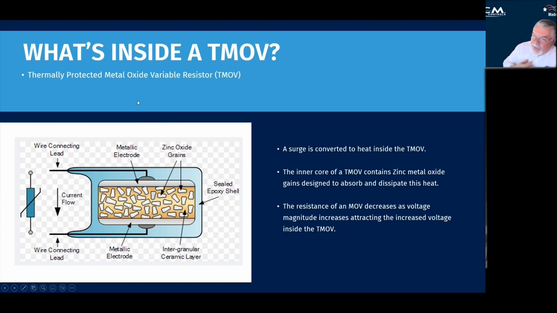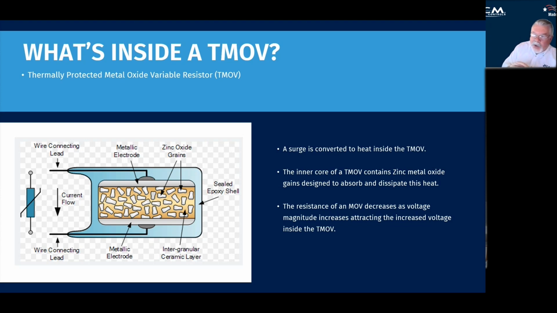We use in electronics manufacturing something much smaller. We use a TMOV, or a thermally protected metal oxide variable resistor. What's inside that are these zinc oxide grains, these little metal grains inside the device. So the way it's wired in, it's zero resistance. It's just on the line, voltage passing through it until there's a condition. So when that spike occurs, the resistance lowers in here and it draws that surge in. And these metal oxide grains absorb that heat and then dissipate it off.